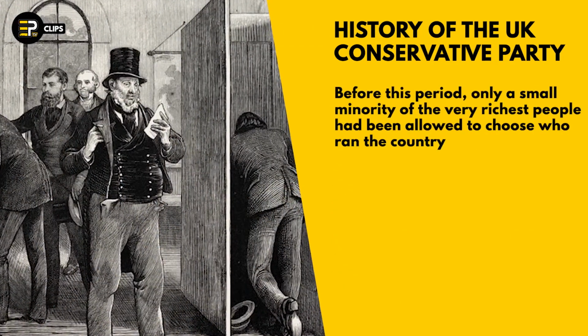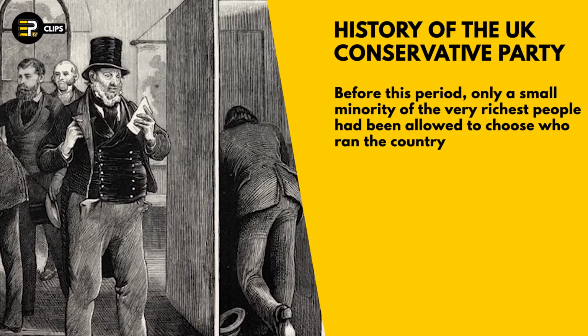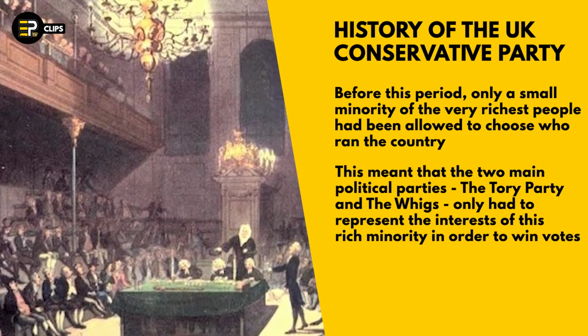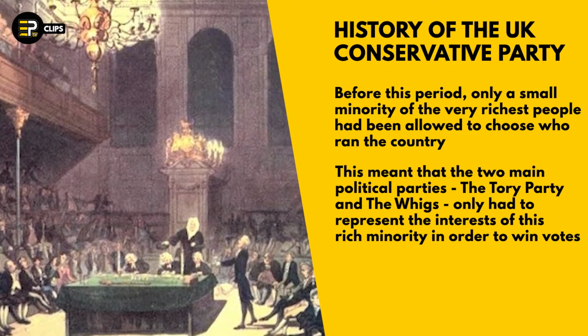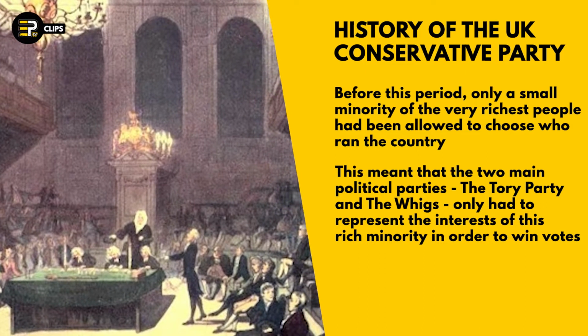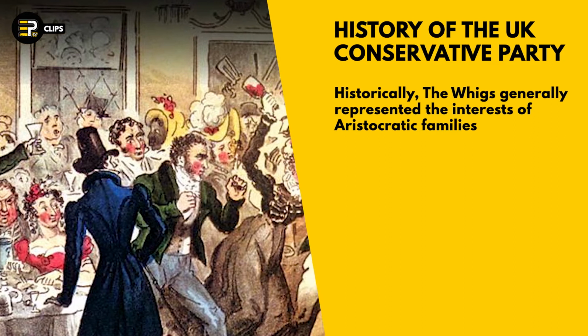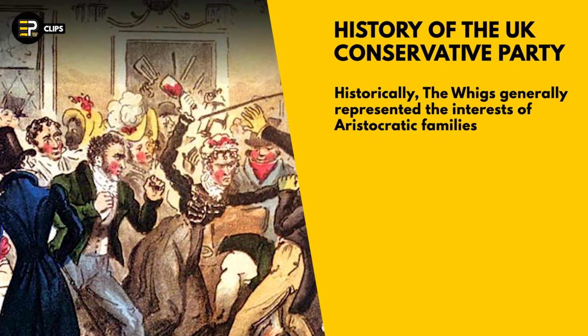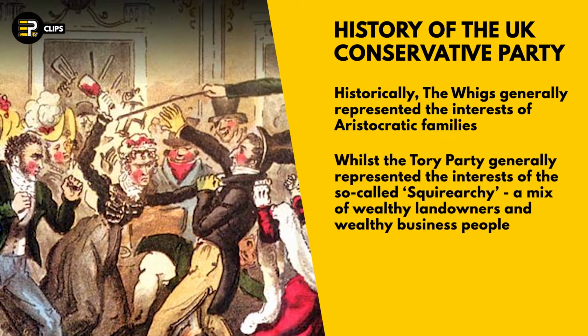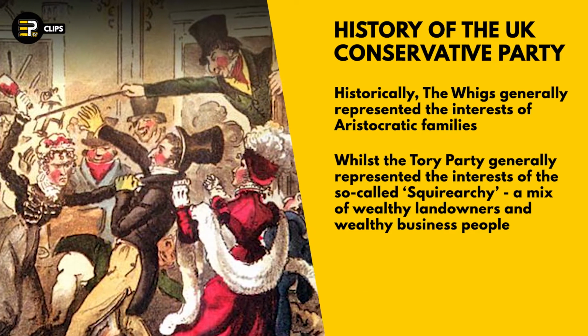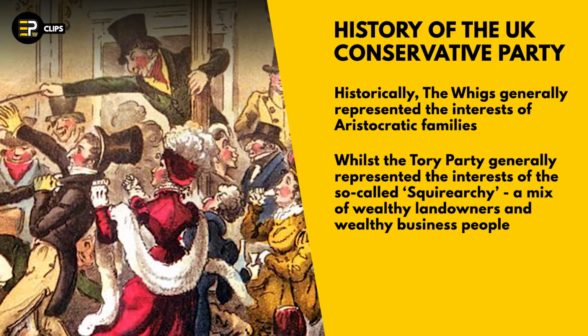Before this time, only the very rich were allowed a say in who ran the country, and the two main political parties, the Tory party and the Whigs, only needed to represent the interests of this wealthy elite in order to win votes. Historically, the Whigs represented the interests of aristocratic families, whilst the Tories represented the interests of the capitalist class, such as factory owners and landlords.